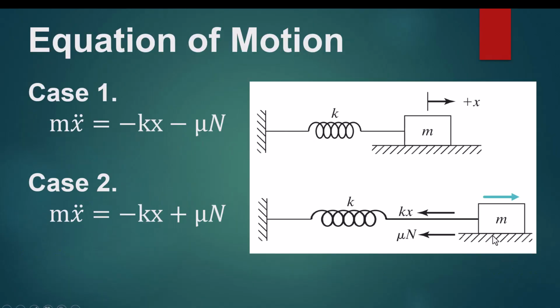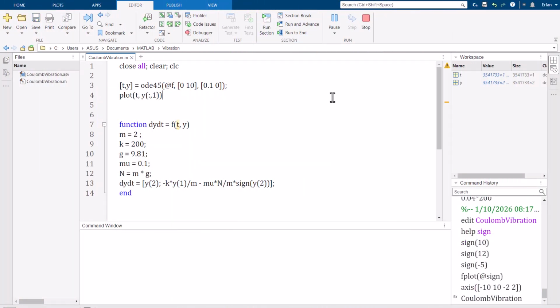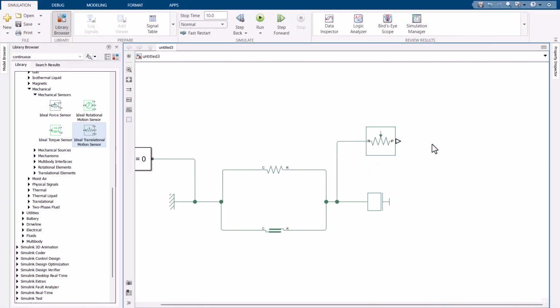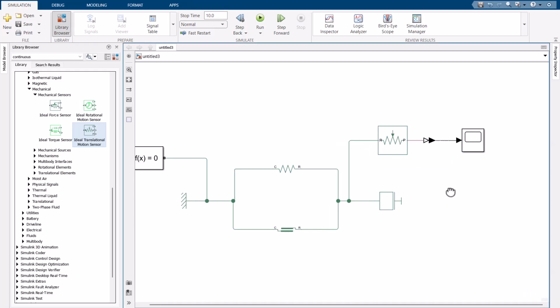So today I'll be talking about what a friction force is and how it affects our vibrating system. I will also implement the governing equation both in a MATLAB M-file as code, and simulate the system in Simscape.